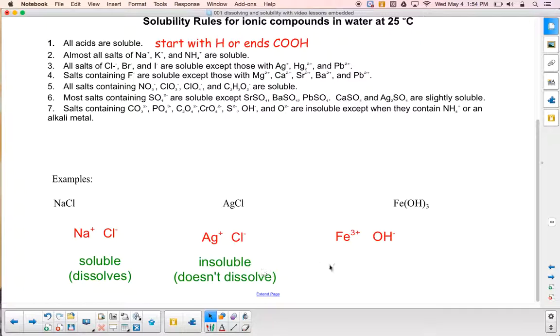Our last one is iron hydroxide. We have iron ions and hydroxide ions. We end up having to go all the way down to rule number 7 before we find the hydroxide ion. And rule number 7 says hydroxide ions are insoluble except when they contain an ammonium ion or an alkali metal. Remember that the alkali metals are in the first column of your periodic table. That means that the iron 3 hydroxide is insoluble and it doesn't dissolve.